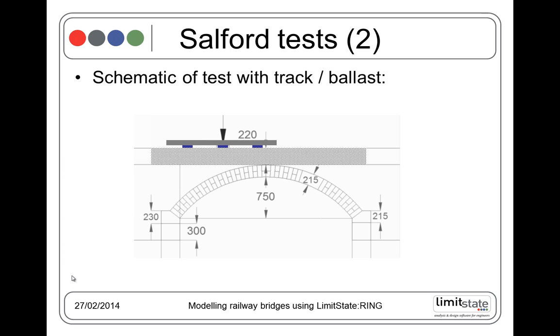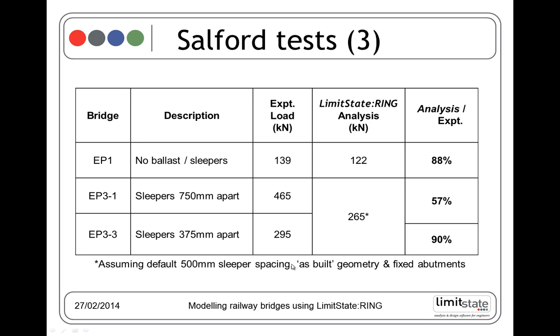In terms of results, if we compare the results with track and sleepers, that's EP31 and EP33, with the comparable bridge with no ballast and sleepers, you can see that we have a significant uplift in load carrying capacity. Whereas we had 139 kilonewtons without, we have between 295 and 465 kilonewtons, depending on the sleeper spacing.